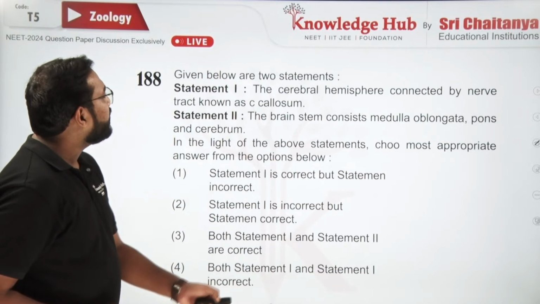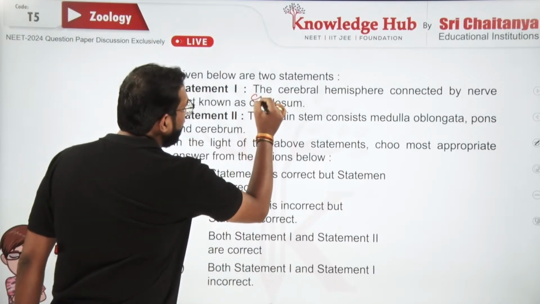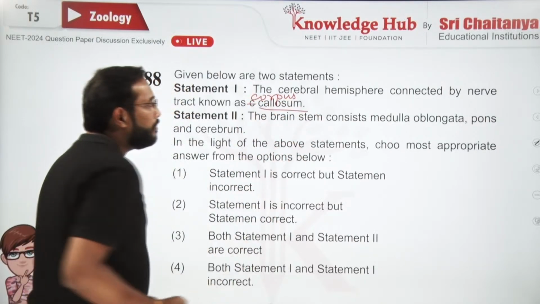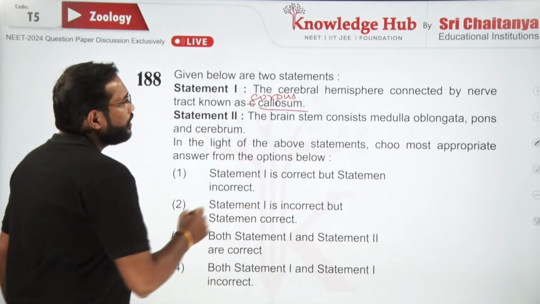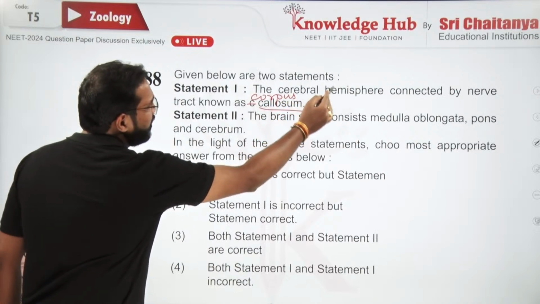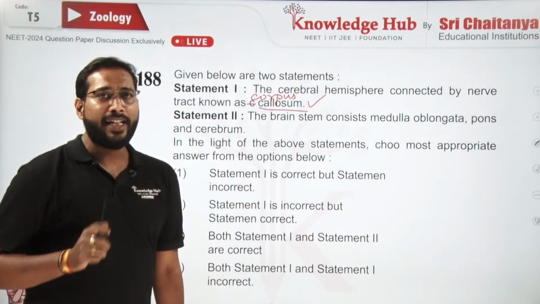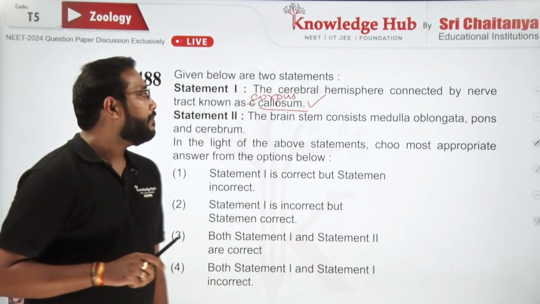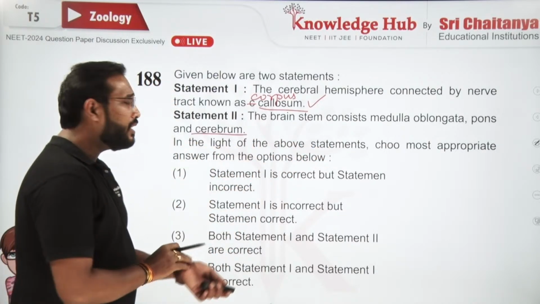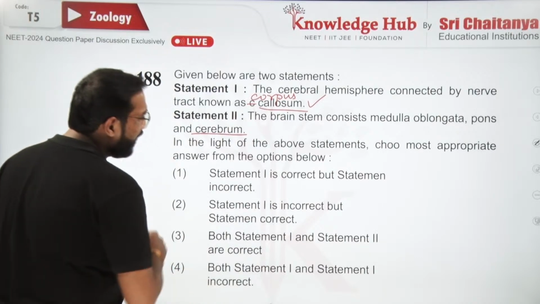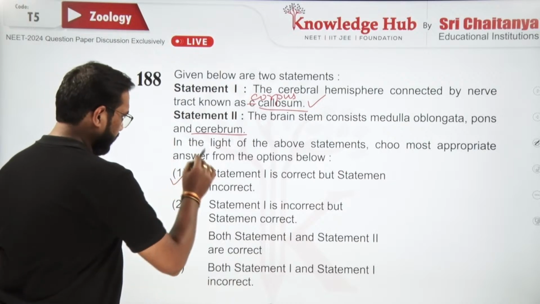Moving on to the next question, the cerebral hemispheres connected by nerve tracts are known as corpus callosum. And the brain stem consists of medulla oblongata, pons and cerebrum, right? So here, this statement is correct. The right cerebral hemisphere and the left cerebral hemisphere are connected with a white nerve fiber tract called corpus callosum. But the brain stem does not contain cerebrum or cerebellum, it only contains pons, midbrain and medulla oblongata. So statement 1 is correct, but statement 2 is incorrect, right?